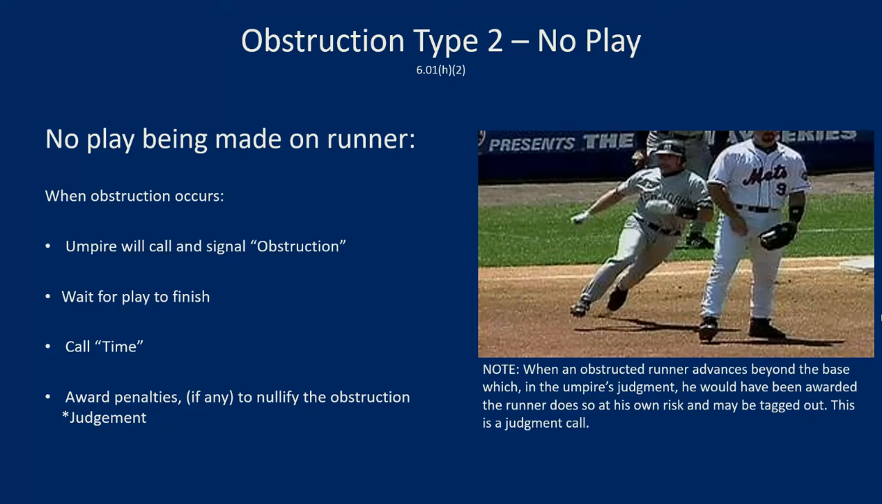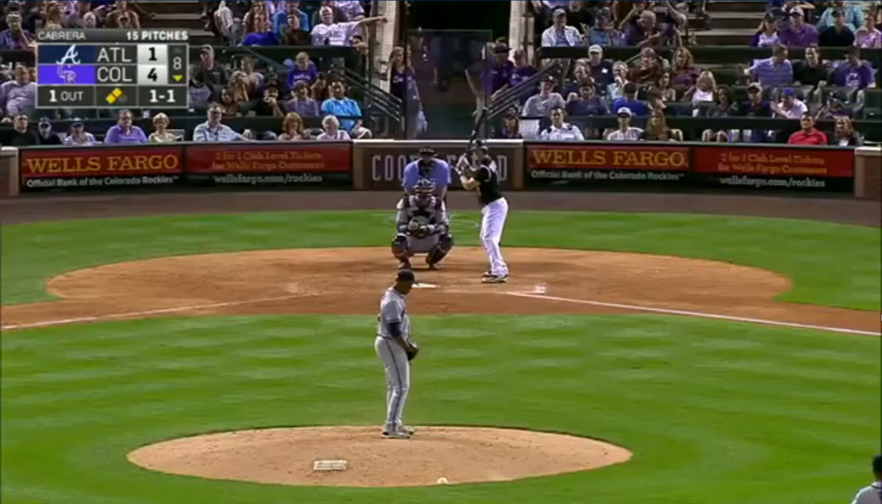When an obstructed runner advances beyond the base that the umpire thought that they were going to go to, then they're going at their own risk. So if in the umpire's mind, the batter runner or the runner was going to get to second and the runner tried to go to third and got out, then they would be called out. The obstruction that occurred wouldn't save them or protect them from taking more than the umpire thought that they would get. Let's take a look at an example.